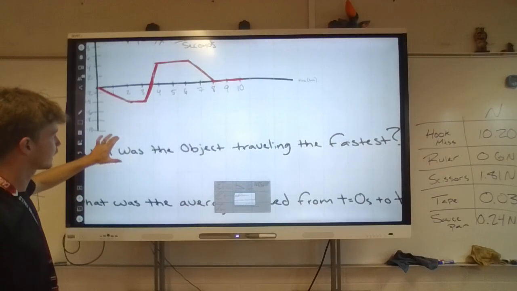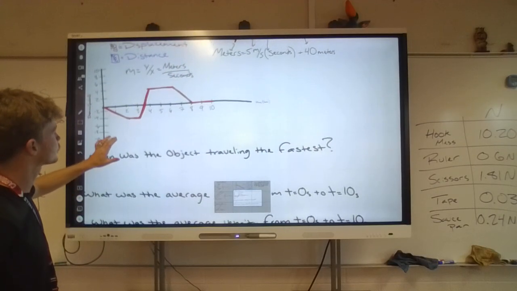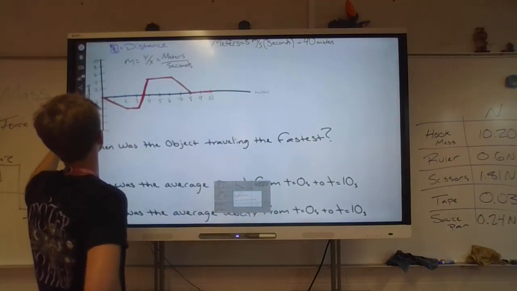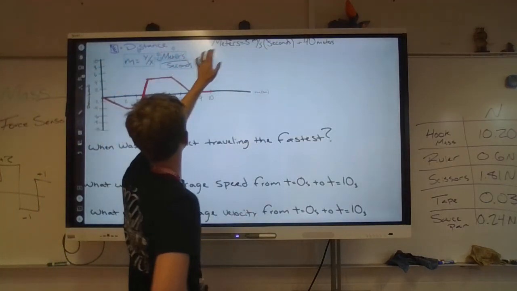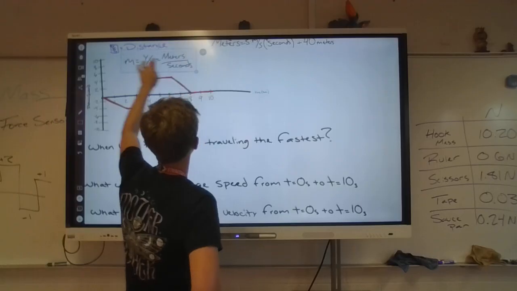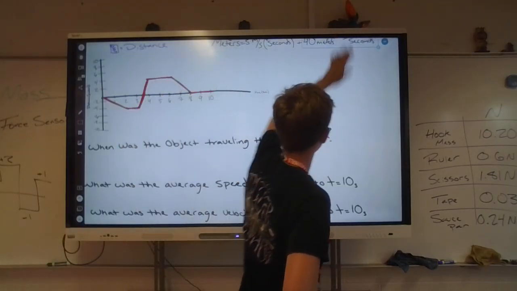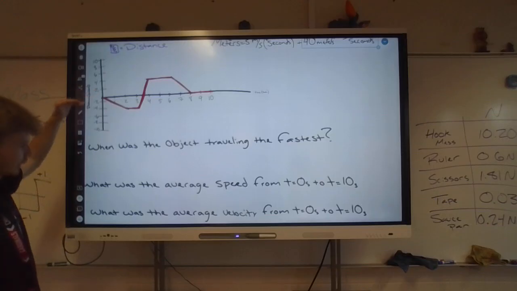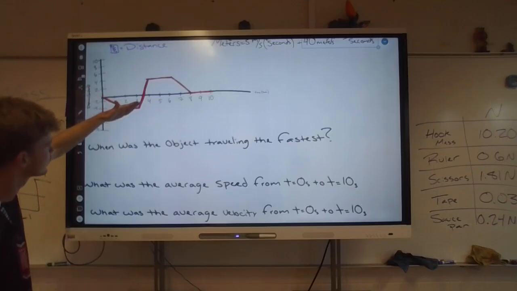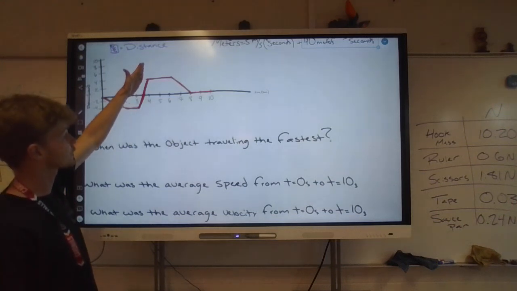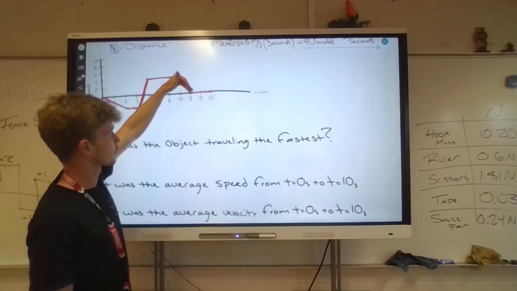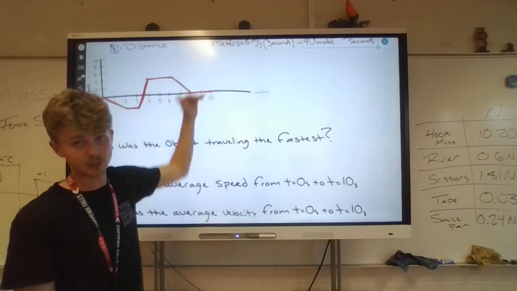Now, let's try another graph. Another position over time graph right here, all in red. I'm just going to scoot this out of the way. Beautiful. So here's a position over time graph. Some object is moving backwards behind the starting line, then it stands still, then it moves forward and crosses the starting line, then it stands still again, moves backwards toward the starting line, and then it stops at the starting line and just stands still.